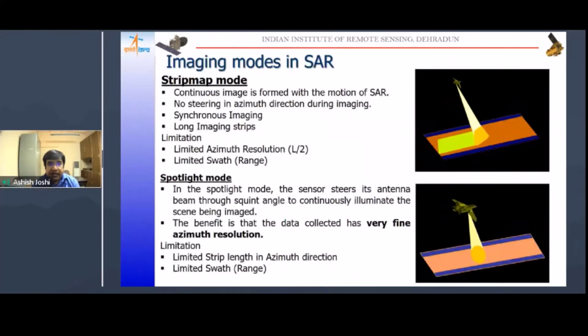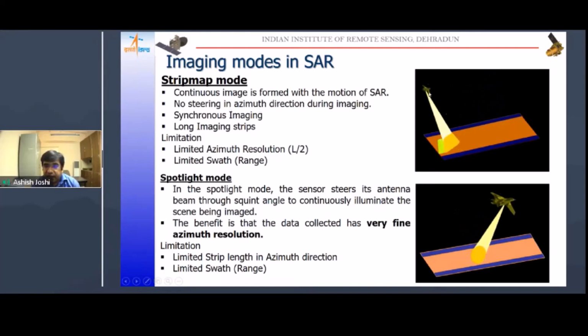So what are the imaging modes in SAR? First is the strip mode SAR. So what is the strip mode SAR? The continuous image is formed with the motion of the SAR. It means, if this is the SAR sensor, then in the azimuth direction it is synchronous imaging. As the SAR is moving, it will illuminate the surface corresponding to the motion of the SAR. Okay. So there is no steering in the azimuth direction during imaging.